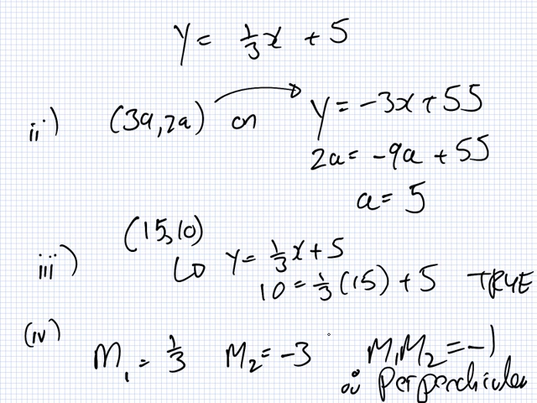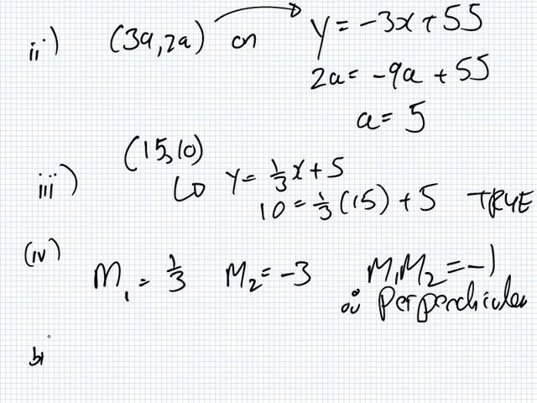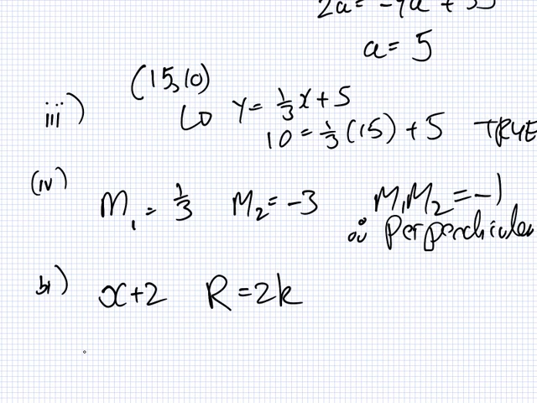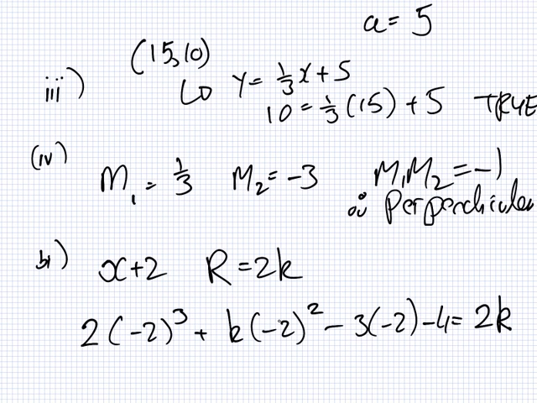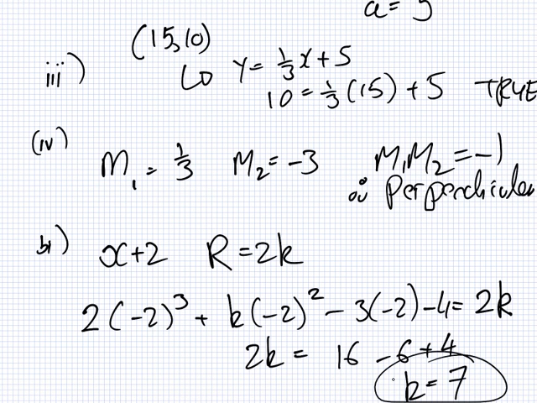The B1 looks standard. So, if x plus 2, the remainder will be 2k. So that means I put in minus 2, right? So I get 2 times minus 2 cubed plus k times minus 2 squared minus 3 times minus 2 minus 4. That should equal 2k. 2k equals, what's that, minus 8 minus 16 minus 6 plus 4, is it 10, 4, is k 7? Yeah. You got that?